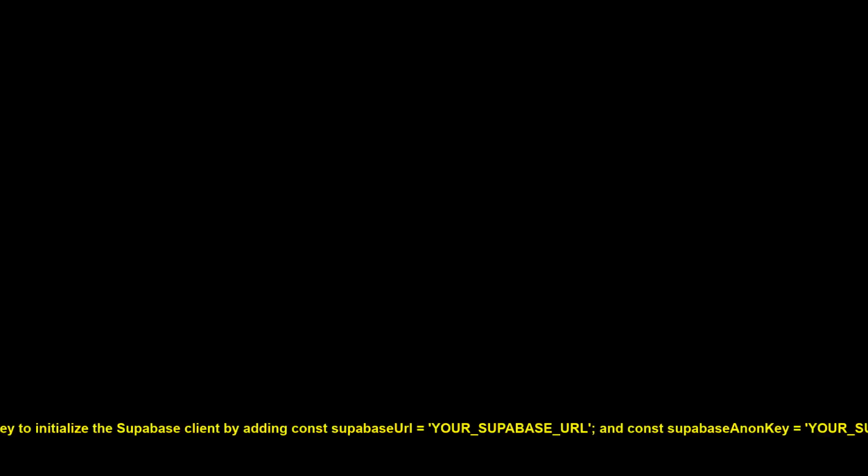Now, in your React project, create a new file for Supabase configuration, for instance, supabaseClient.js. Import the createClient function from Supabase by adding import { createClient } from '@supabase/supabase-js'. Use the URL and anon key to initialize the Supabase client by adding const supabaseUrl equals your_supabase_url, and then declare the client by adding const supabase = createClient(supabaseUrl, supabaseAnonKey).